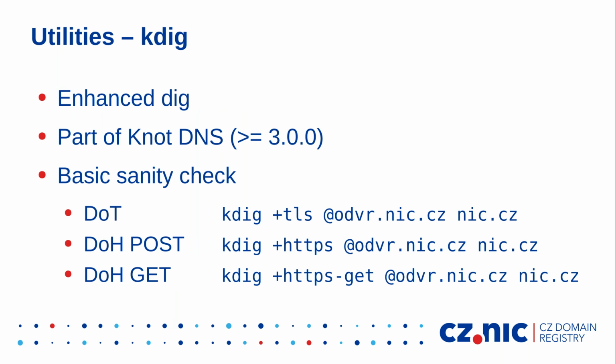So once you deploy the service, what are the utilities and tools that you can use to do some checks and benchmark testing? One of these is kdig. It is very similar to the dig tool. It comes with Knot DNS, and it can be very useful for some basic sanity checks. You can just do a single query over the selected protocol, whether it's DoT or DoH, for both POST and GET methods. You fire off a single query, and you basically see the results. This can be very useful for some basic sanity checks.